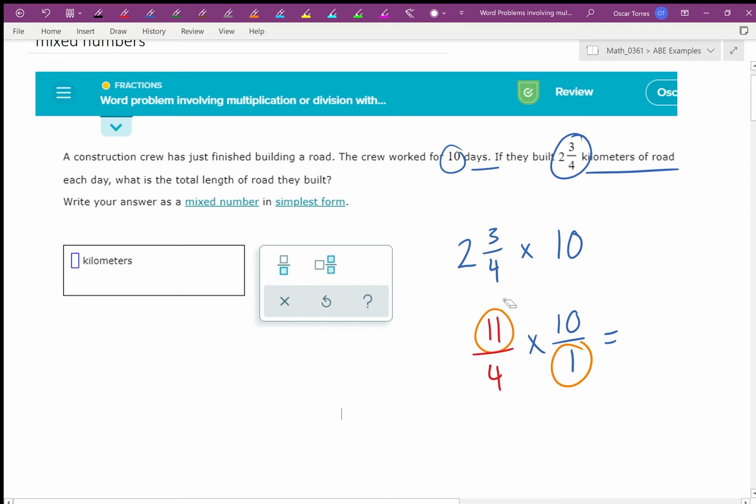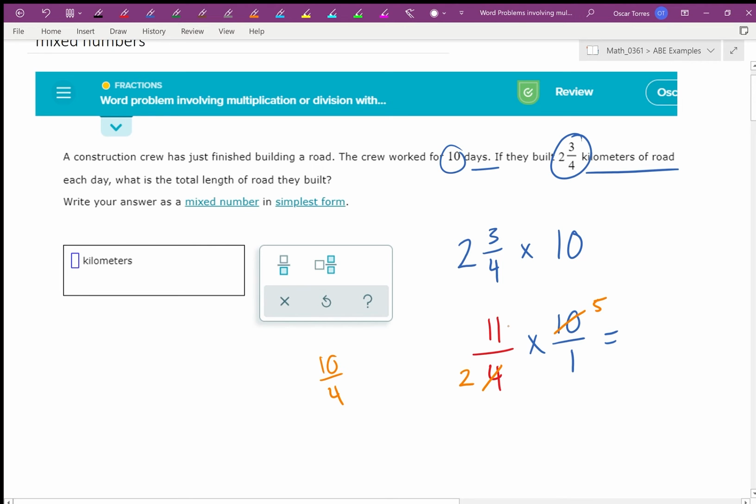In this case, 11 over 1 can't really be simplified or broken down any further, but 10 and 4 can be simplified. So if we think of that as 10 over 4, what number goes into both 10 and 4? That would be a 2. How many times does the 2 go into a 10? The 2 goes into the 10 5 times, and the 2 goes into the 4 2 times.